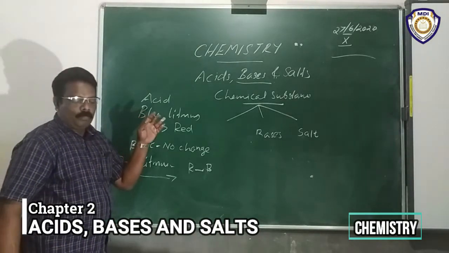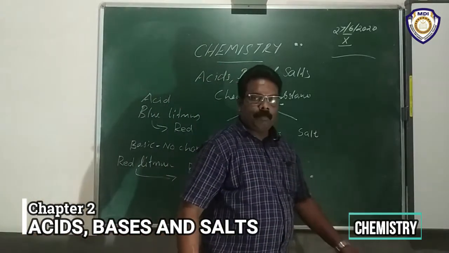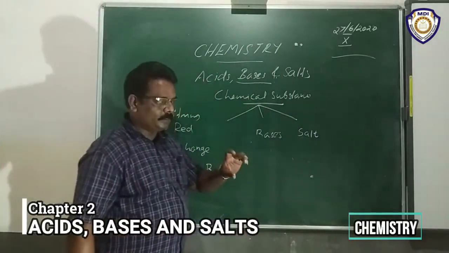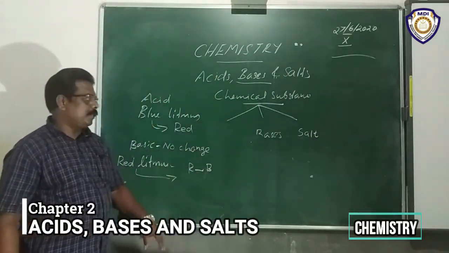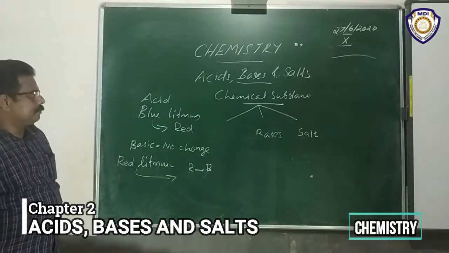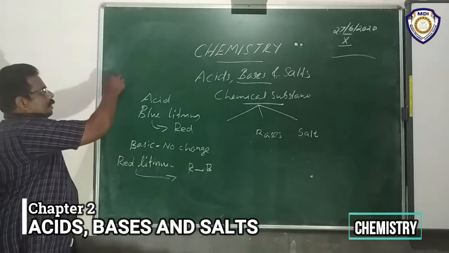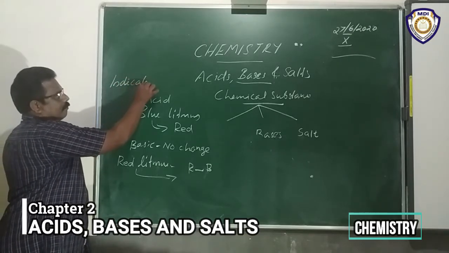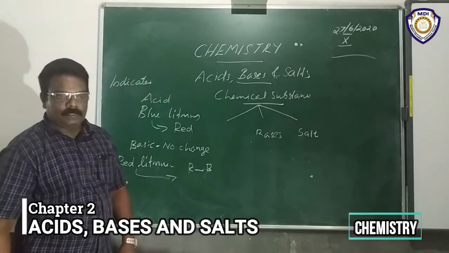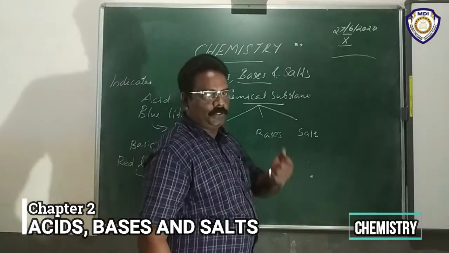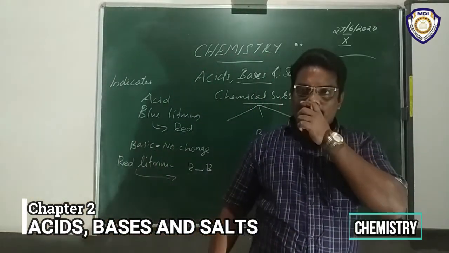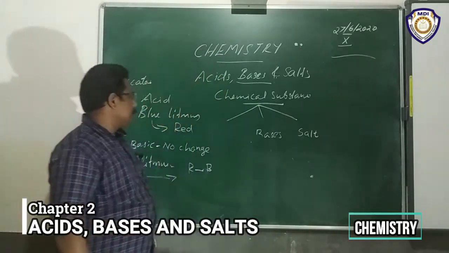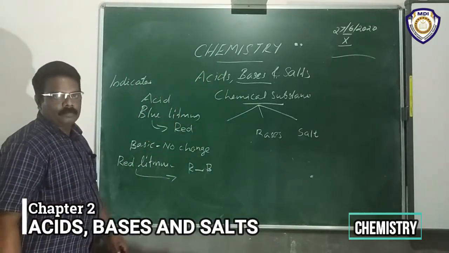So here, blue litmus can be used as an indicator to know the presence of an acidic medium or a basic medium. One more name is there: indicator. Indicators are the substances used to identify the presence of an acid or a base. Litmus is an example of an indicator.